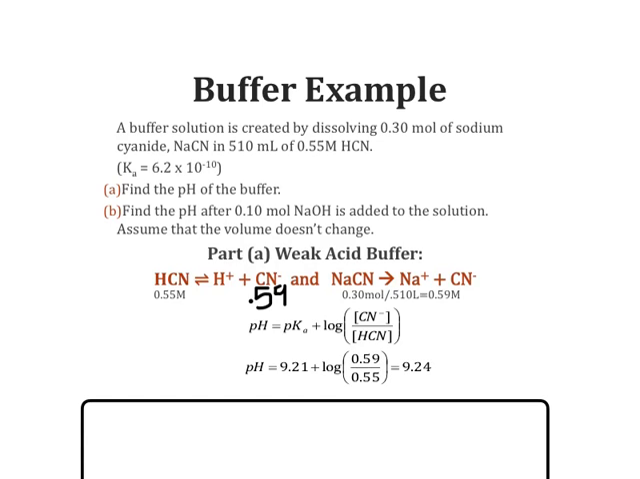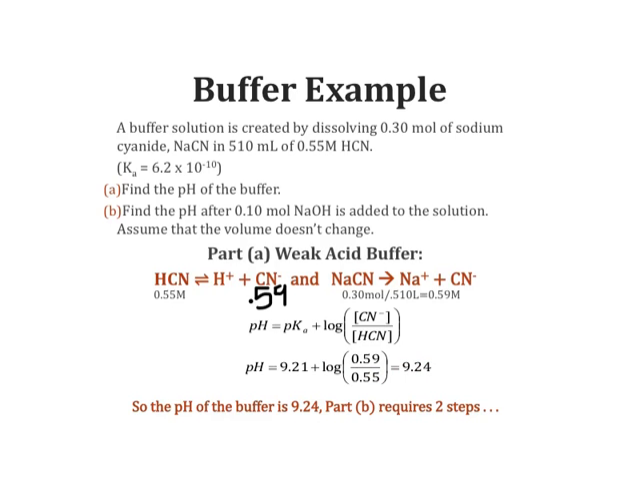Remember, Henderson-Hasselbalch is pH equal to pKa plus the log of the basic ion, or the basic species, over the acidic species, which would be 0.59 over 0.55 in this case. When you do that in your calculator, you should get 9.24. So the pH of this buffer solution is 9.24.